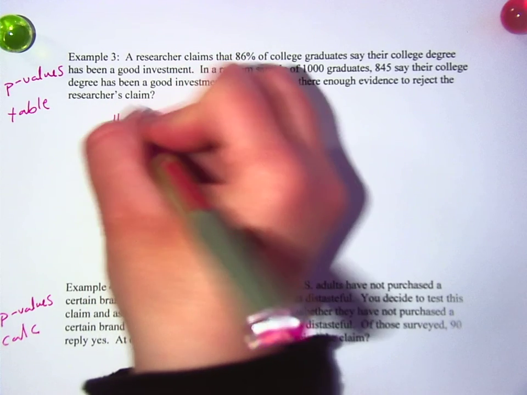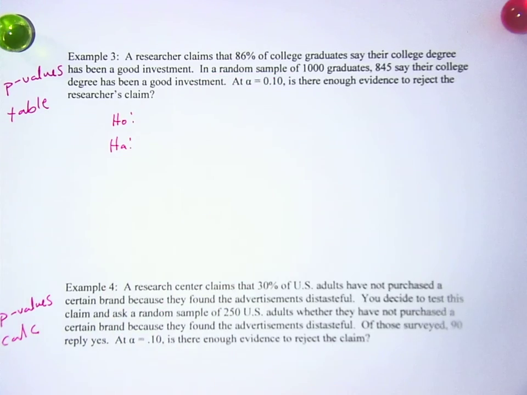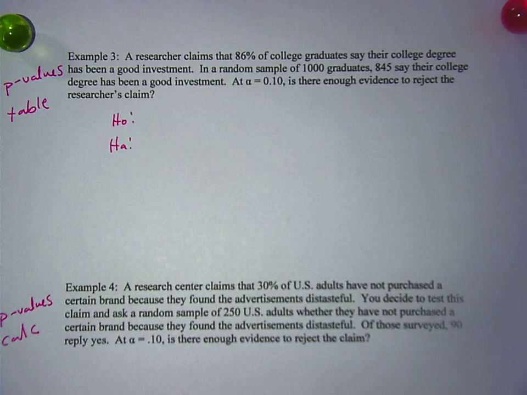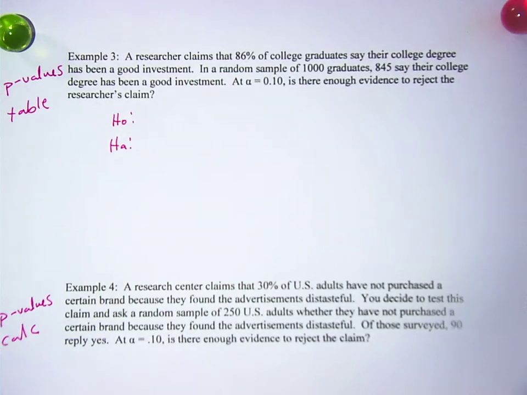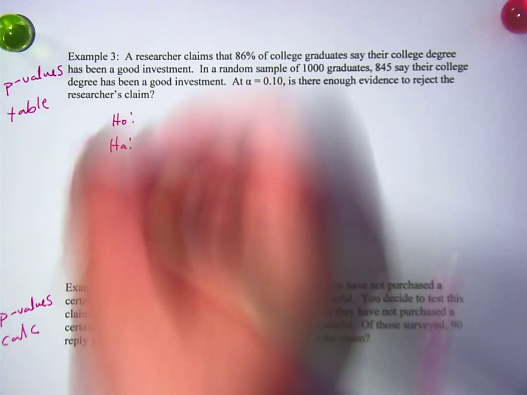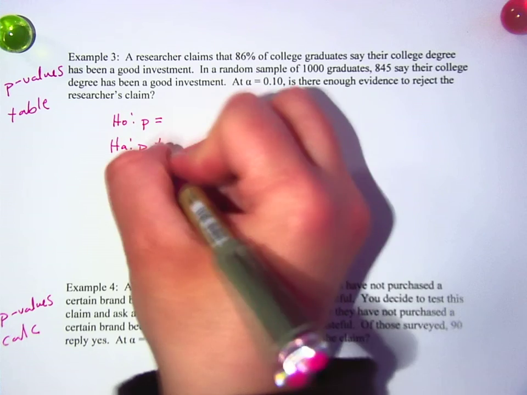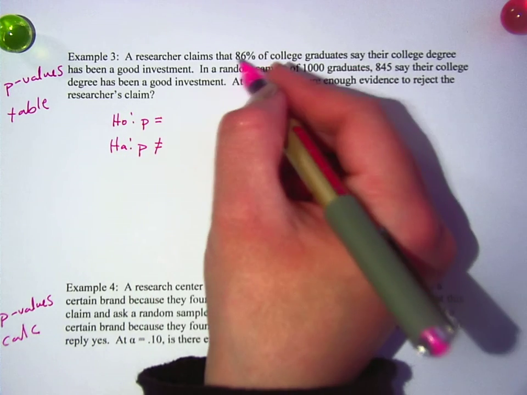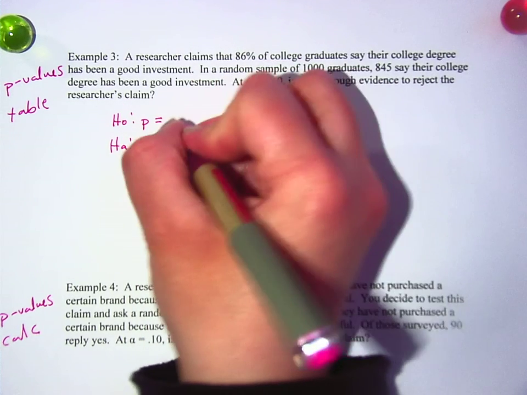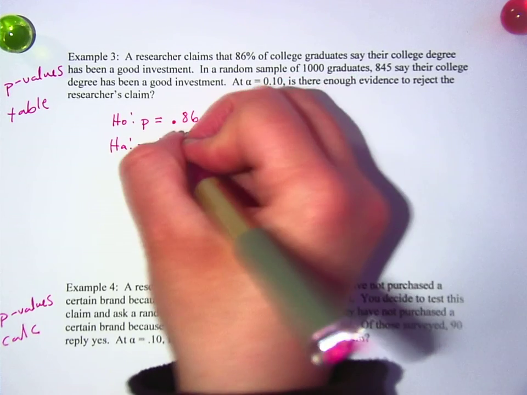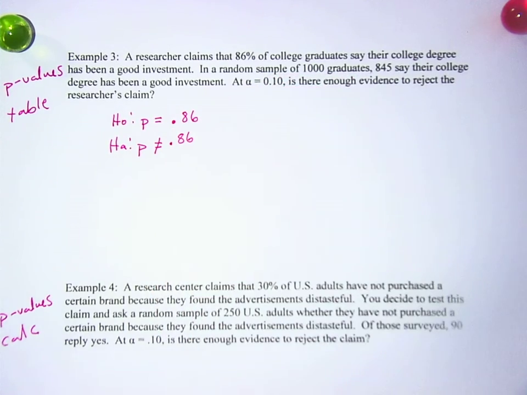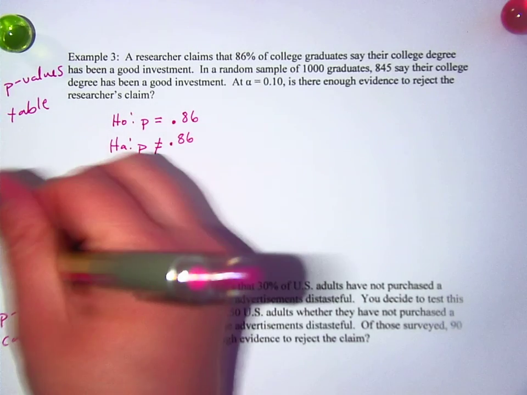H sub O, H sub A. Let's see, a researcher claims that 86% of college graduates say that their college degree has been a good investment. I would say mine has been. Otherwise, I wouldn't be able to be a teacher and be doing this amazing long-distance learning. Now it claims that 86%, that is an equals to. So if it just says that it believes or that the claim is a certain number, then it's just an equals to. This is a two-tailed test.